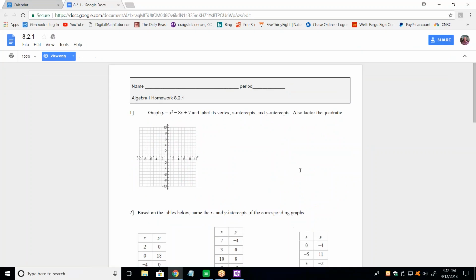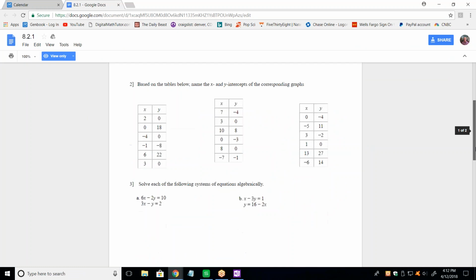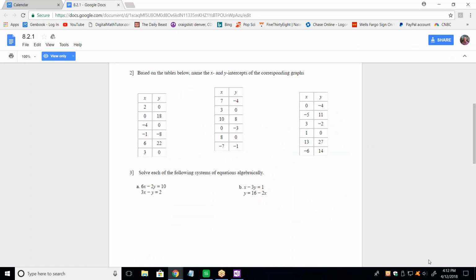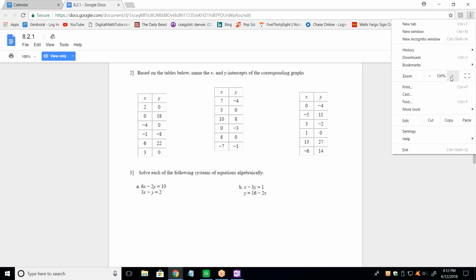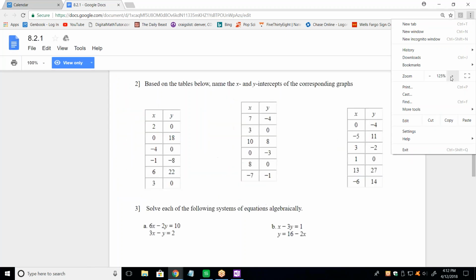I'm going to have to scroll. Oops. Scroll down a little bit. I am going to expand this a little bit. No, I guess I'm not. Yeah, I guess I can expand it this way. Yeah, that's a little bit better.